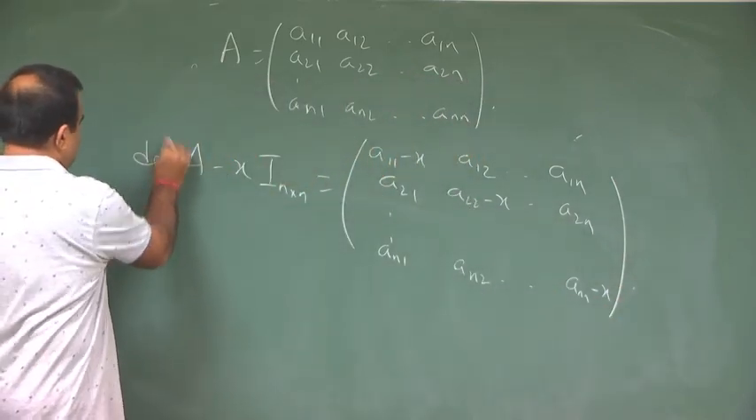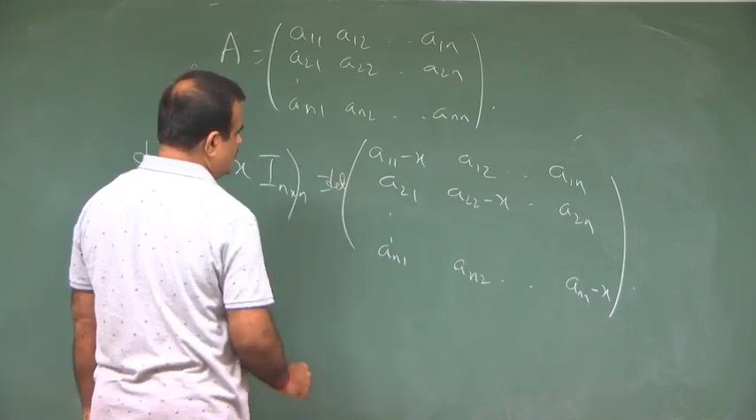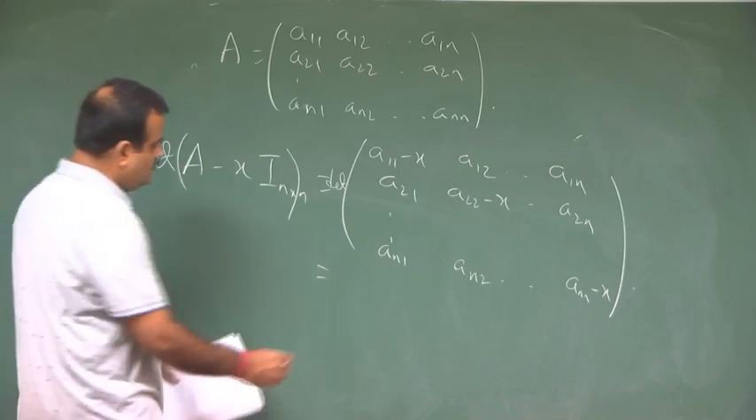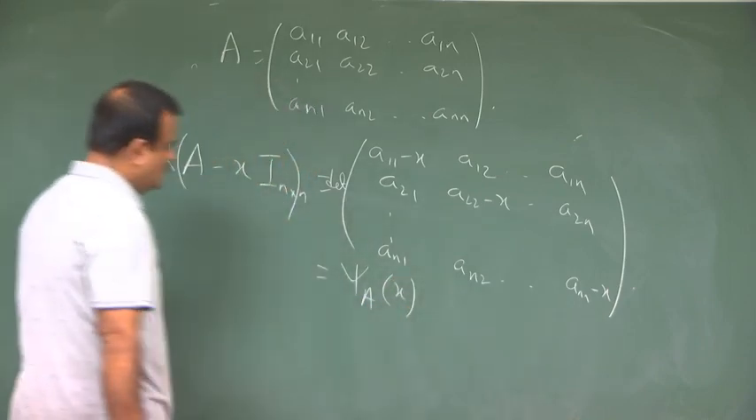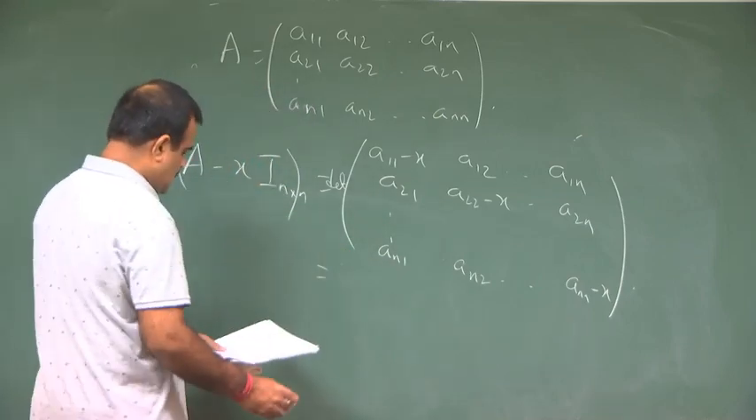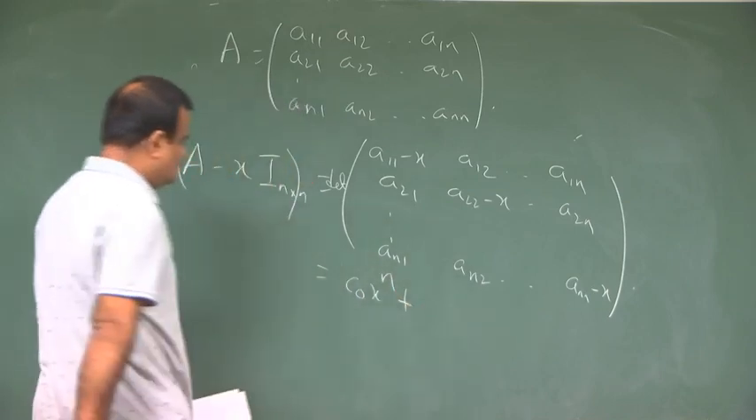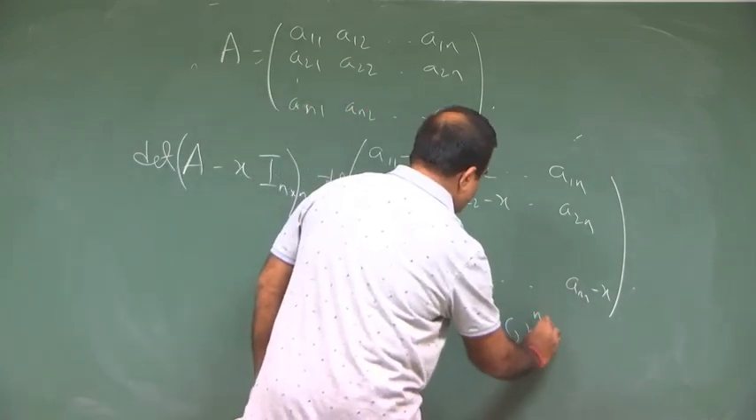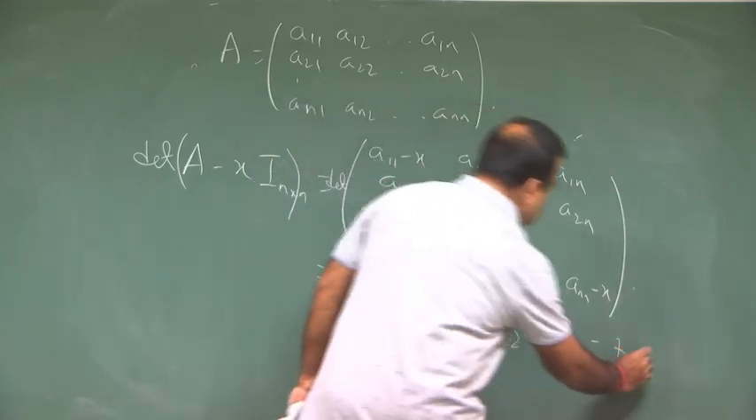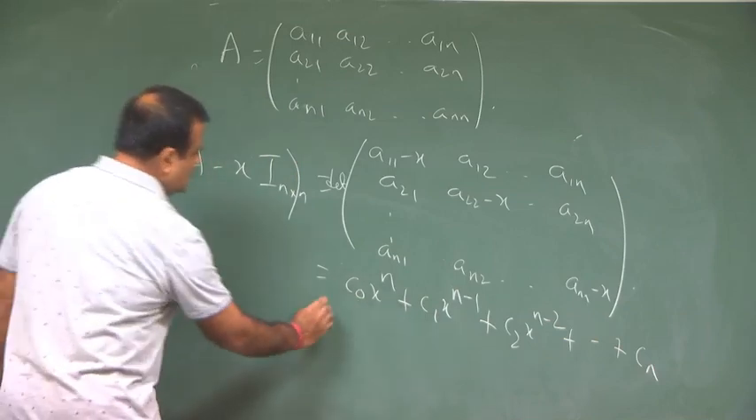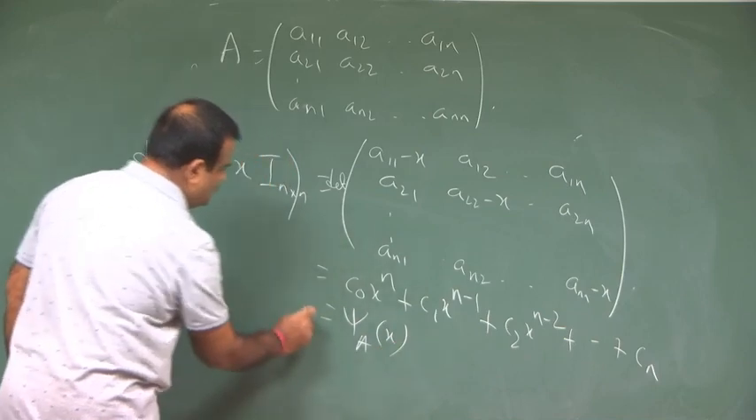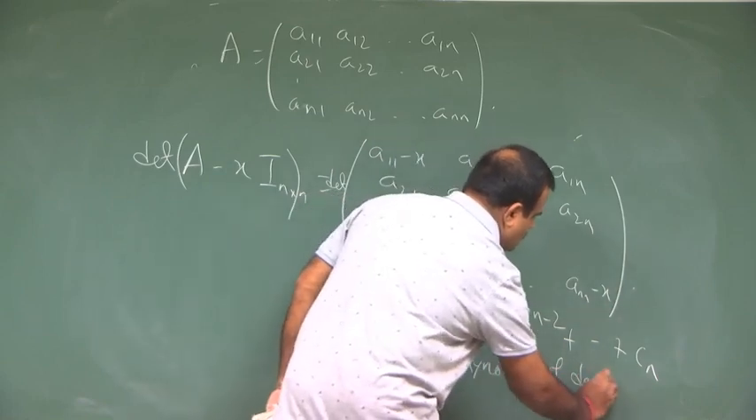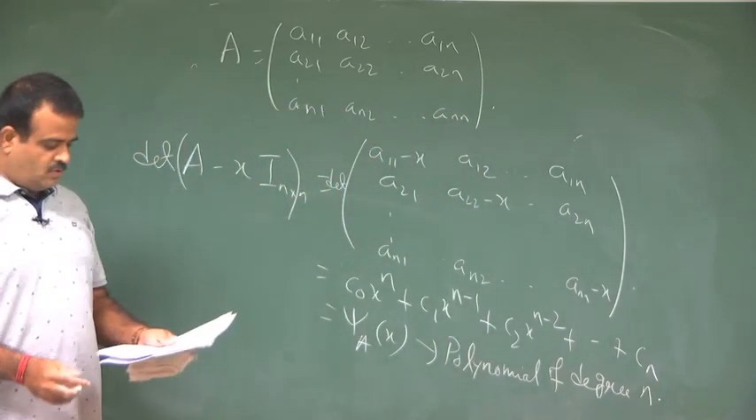Now, if you take the determinant of this matrix, that will give us an n degree polynomial, and we denote that polynomial by phi A of x. This is c0 x to the power n plus c1 x to the power n minus 1 plus c2 x to the power n minus 2, and so on, plus cn, where c0 is minus 1 to the power n. This is a polynomial of degree n.